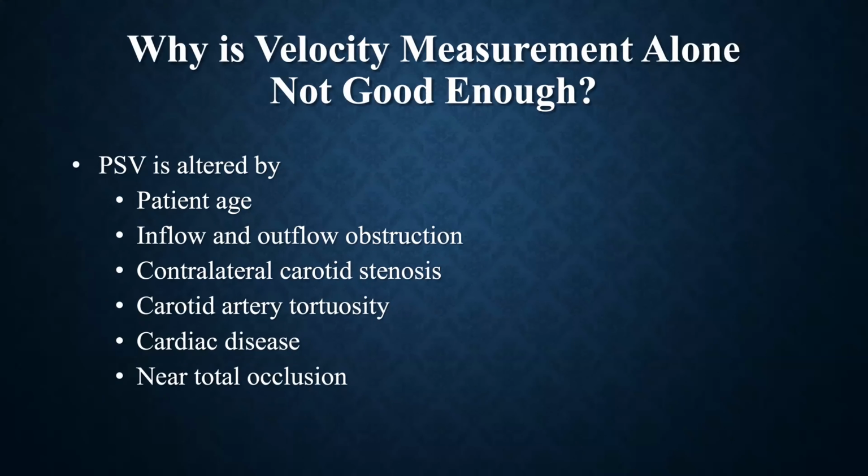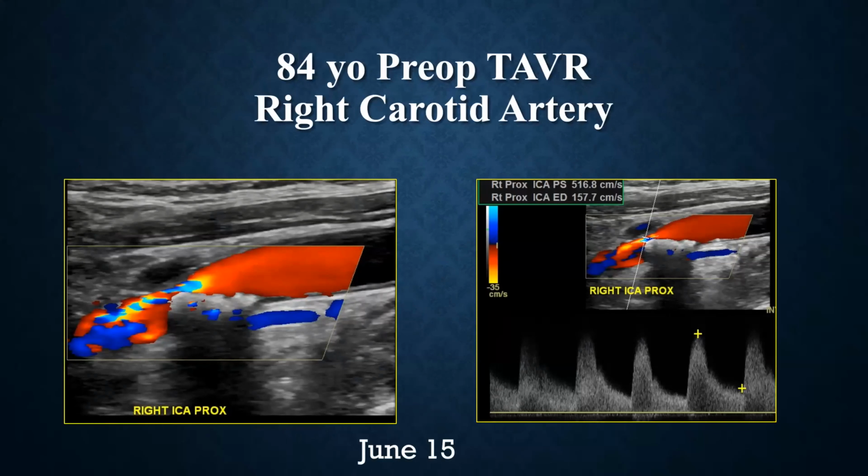Contralateral carotid stenosis will increase blood flow on the side opposite a high-grade stenosis or occlusion. Carotid artery tortuosity will change velocity measurements because you can't angle correct appropriately around a turn or a twist. Cardiac disease can increase or decrease velocities depending on whether there's a cardiomyopathy or an aortic stenosis. And near total occlusion, as I'll show you, can also change velocities. Let's take a look at this case.